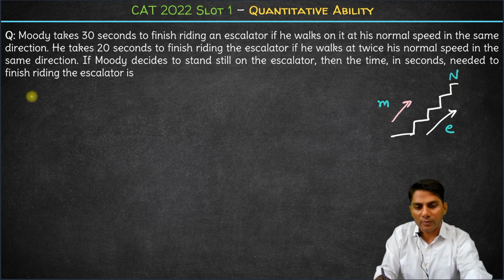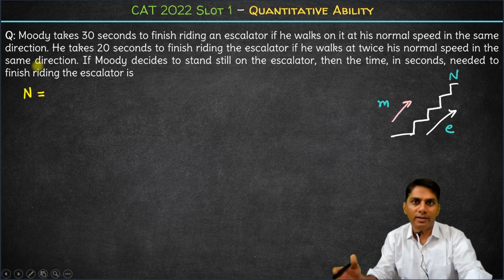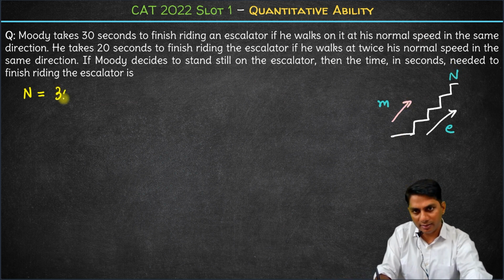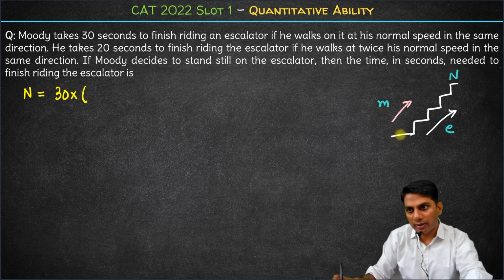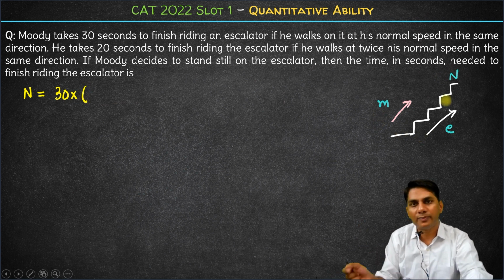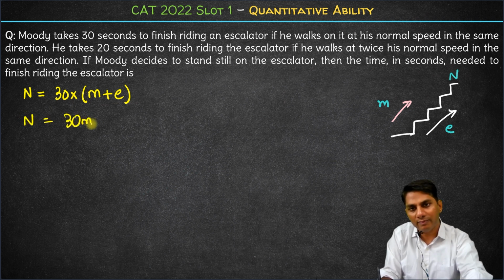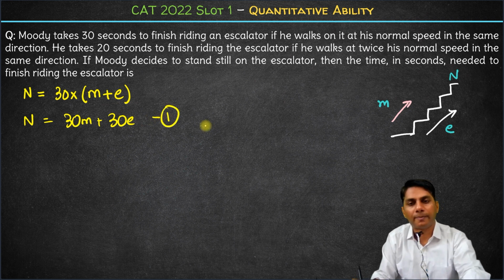So we can form an equation here. The number of steps n, the distance traveled, is speed times time, right? So if Moody is trying to go up, total distance traveled is n, which is equal to time taken, 30, times speed. Now what is the speed while going up? Since he is going up on a moving up escalator, the speed will be m plus e, Moody's speed plus escalator's speed. So n is equal to 30 times (m plus e), which is 30m plus 30e. Let's say this is the first equation.